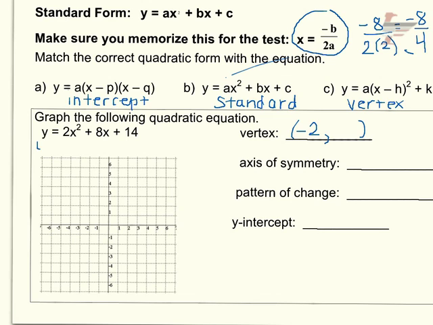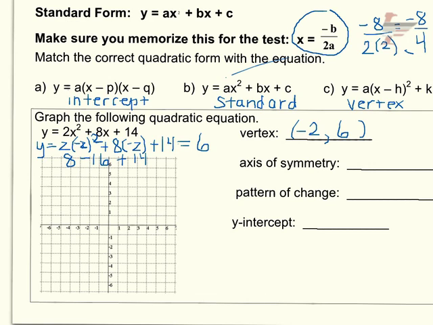And then to find the y-coordinate of my vertex, I'm going to plug in my x for all of the x's and simplify that to see what I get for y. And I'm just going to talk through this. So negative 2 squared is positive 4. 2 times positive 4 is 8. 8 times negative 2 is negative 16, and then plus 14. So then, of course, 8 minus 16 is negative 8. Negative 8 plus 14 is 6. So negative 2, 6 is my vertex.